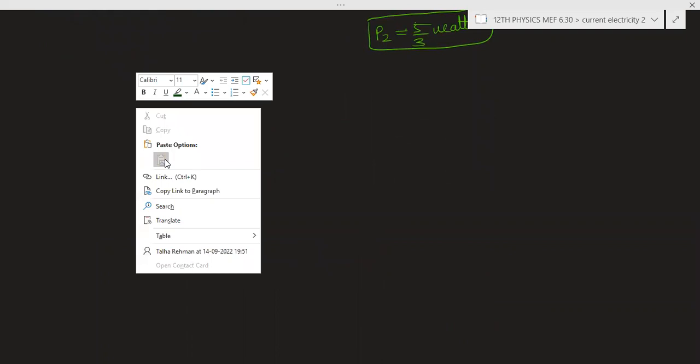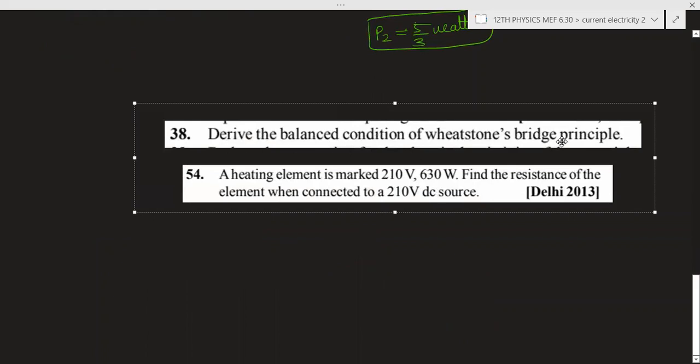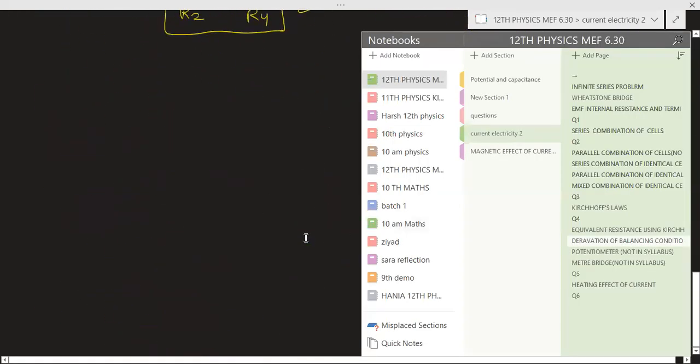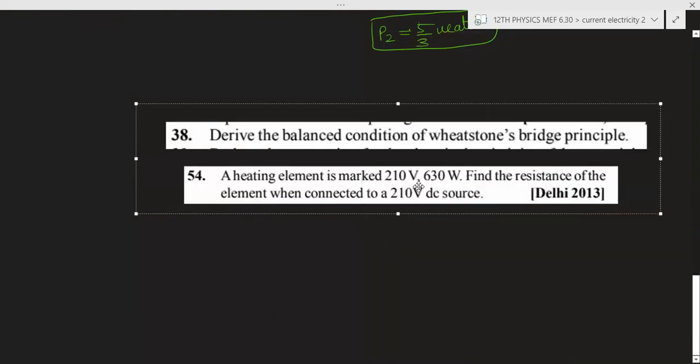So I want to show you how the questions will appear in your exam. See, this question appeared in your exam: derive the balanced condition of Wheatstone bridge. So what you will do is derive it like this. And another question: a heating element is marked as 210 volt, 10 volt, 630 volt. Find the resistance of the element when connected to this. So you will get this type of question. I am not solving this, I will give you this question in the assignment.